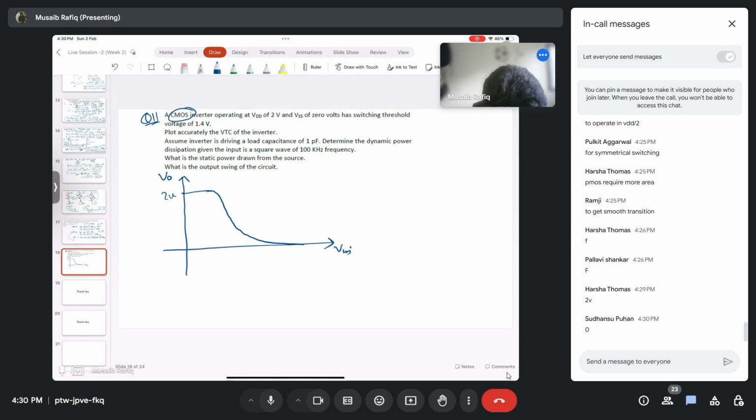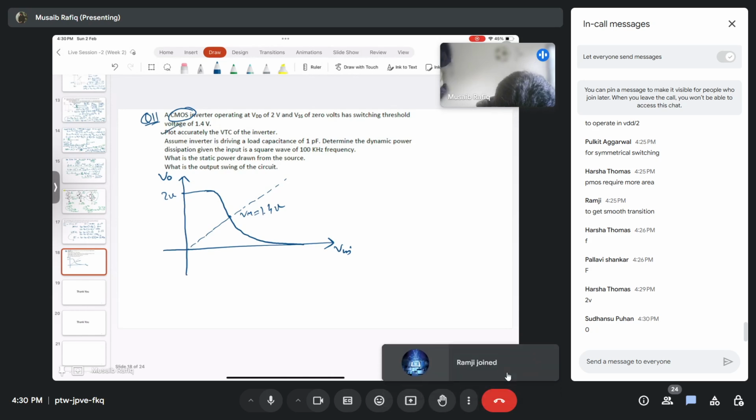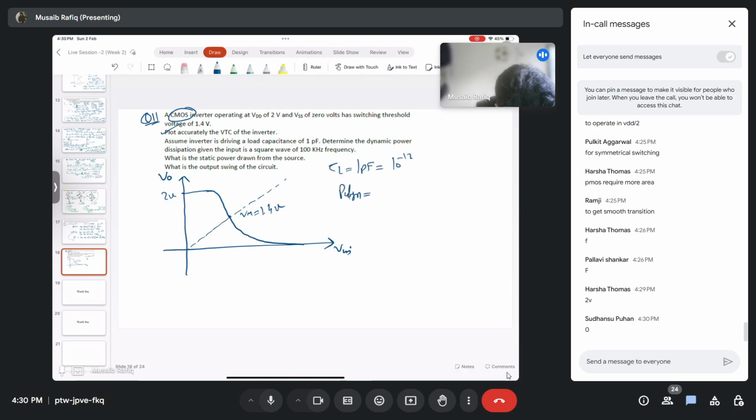Now I have to plot VM. VM will be like this, and it is equal to 1.4 volts. Right. Now this part is done. Now assume the inverter is driving a load capacitance of 1 picofarad, so that is equal to 10 raised to the power minus 12. We need to determine the dynamic power given the input square wave frequency of 100 kilohertz. So it will be CL VDD square F. So it is 10 raised to the power minus 12, VDD is how much? 2 volts. So 2 square multiplied by F, 100 K. So it comes out to be 4 into 10 raised to the power minus 7 watt. That is 0.4 microwatt.